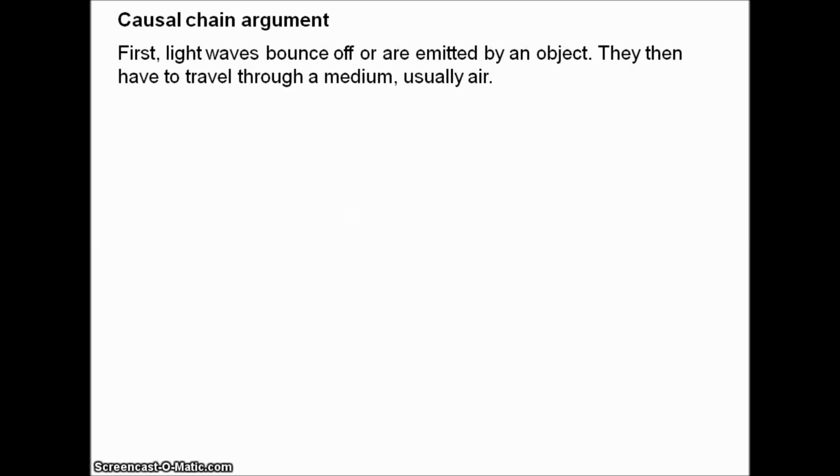Here is the causal chain argument. Now, earlier, when we looked at the time lag argument, we saw that it could be argued that we do not see the sun directly, rather we see the light coming from the sun directly. This kind of consideration leads to the causal chain argument. Consider what's involved in seeing something. First, waves of light either bounce off or are emitted by an object. These waves of light have to travel through a medium, usually air.